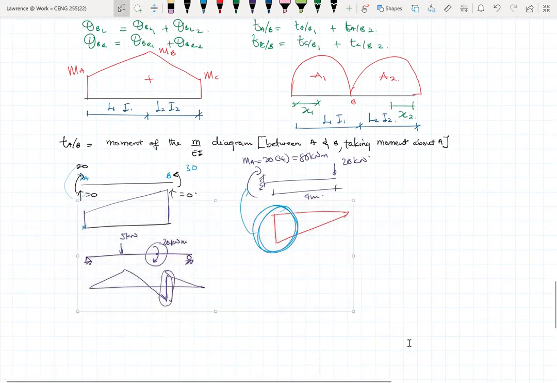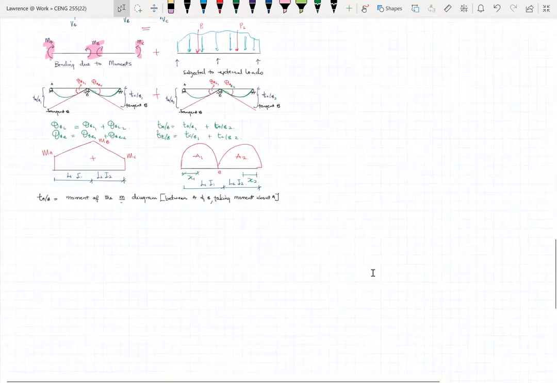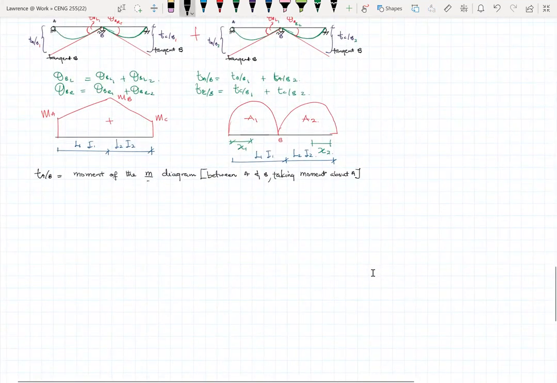Let me take this one off, just an aside. I don't need that here. Let me delete. Okay. So TAB is the moment of the M over EI diagram.